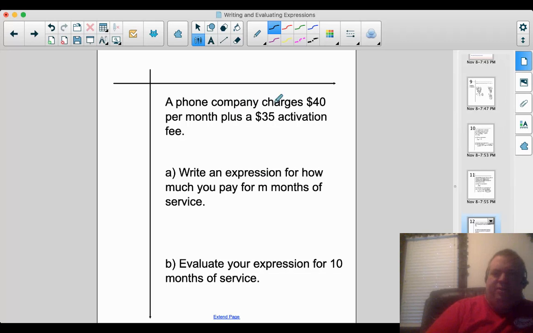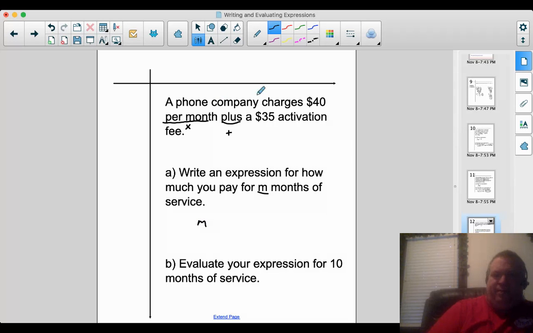A phone company charges $40 per month plus a $35 activation fee. So I see plus here means I'm going to be adding. This per month tells me that I'm going to be multiplying as well. So it says write an expression for how much you pay for M months of service. So M is again going to be my variable, and it's going to stand for how many months of service. So I'm going to have M in here somewhere.